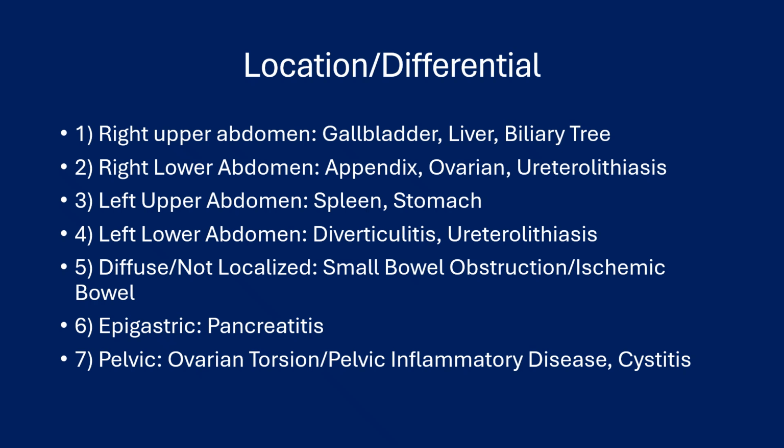Epigastric pain, that would be upper abdomen, seen with pancreatitis. And pelvic pain, think ovarian torsion, a situation where the ovary is twisted in such a way that its blood flow is compromised, a very time-dependent diagnosis. Also, pelvic inflammatory disease, or PID, and of course cystitis, which would be just infection in the bladder itself. I guess you could potentially include prostatitis in men.